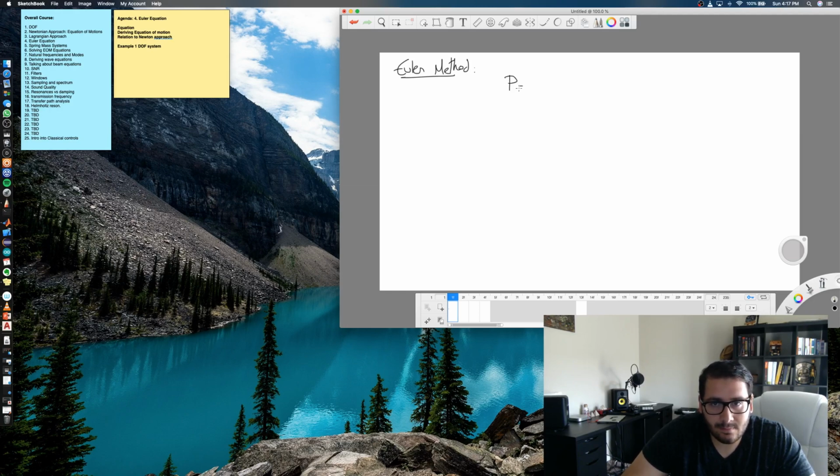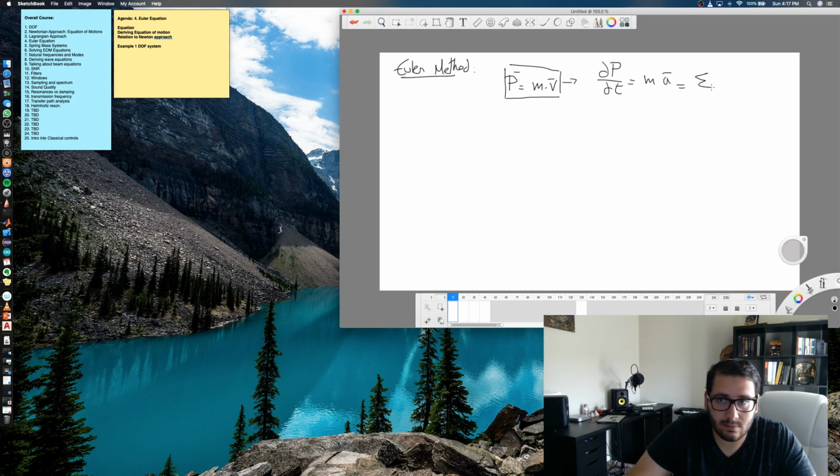momentum equal to mass times velocity. I think we all know this equation, right? And I can argue that if I take this equation and differentiate it with respect to time, I get ma, which is equal to your force, right?